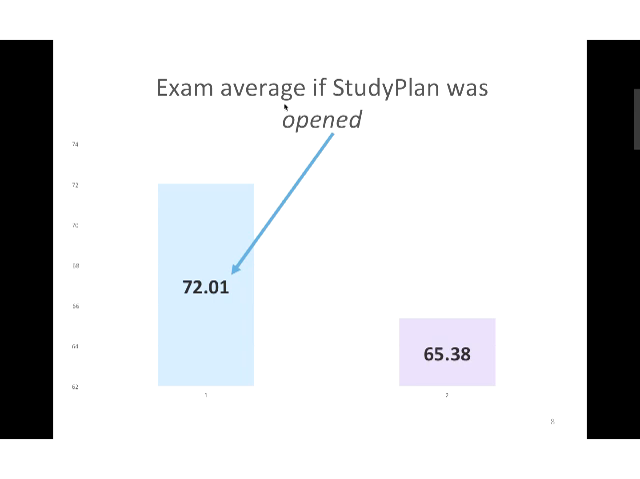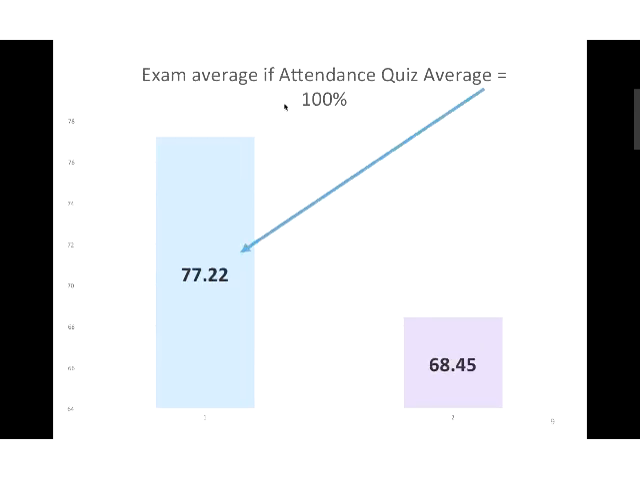Then I looked at the attendance quiz. The attendance quiz, did you come to class? It's the closest proxy I have. If I could take attendance in class, this would even be a stronger correlation. But let's just go with the group of people who had an attendance quiz average of 100%. These students either came to class every day or did go back and look up the questions, and had a 100% average. The average on the exam was 77% versus 68% for everyone else.